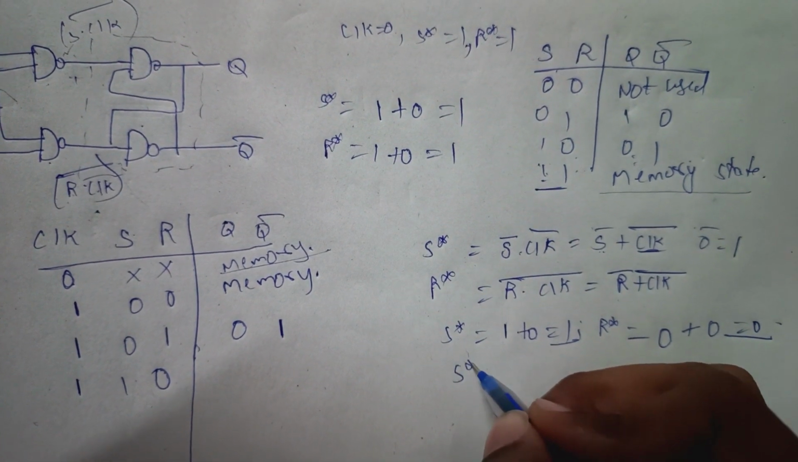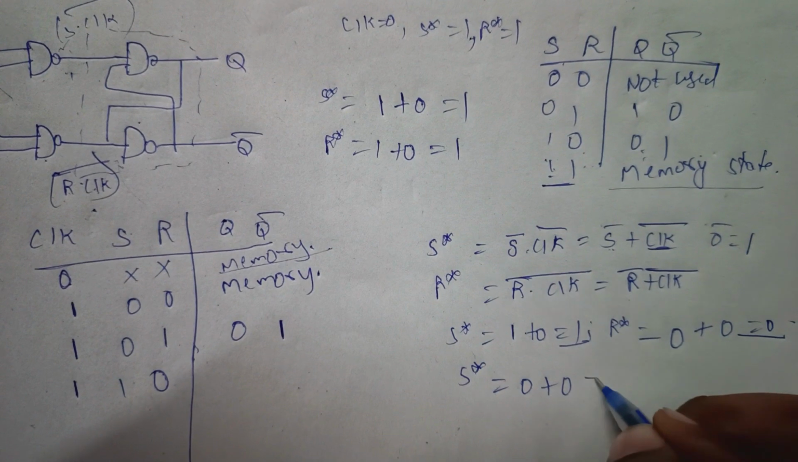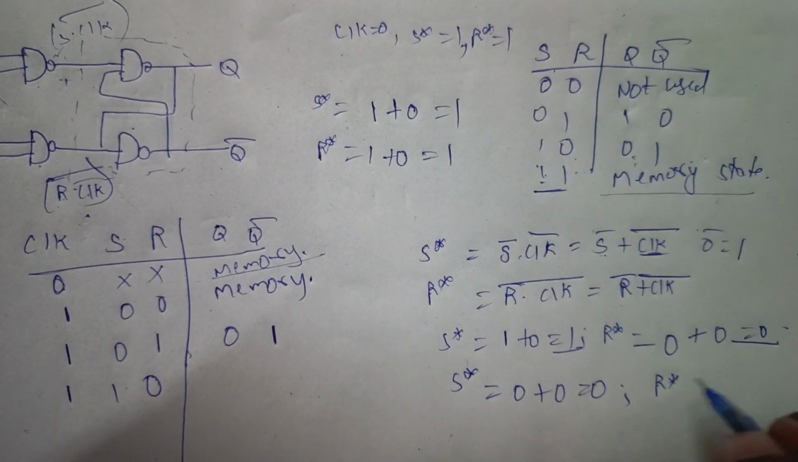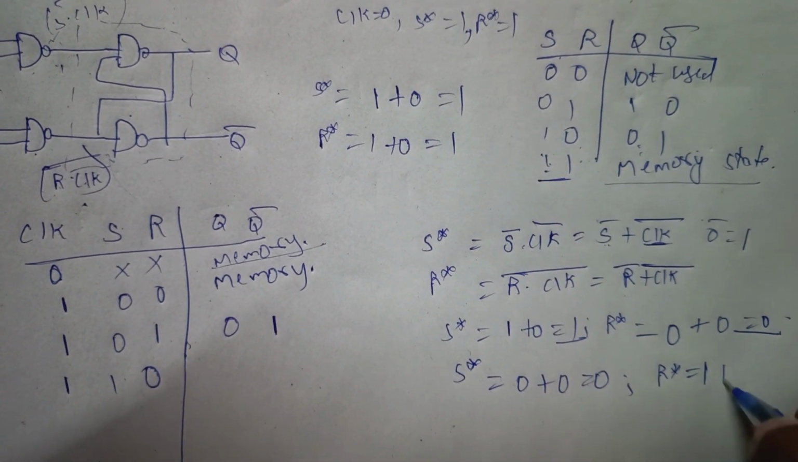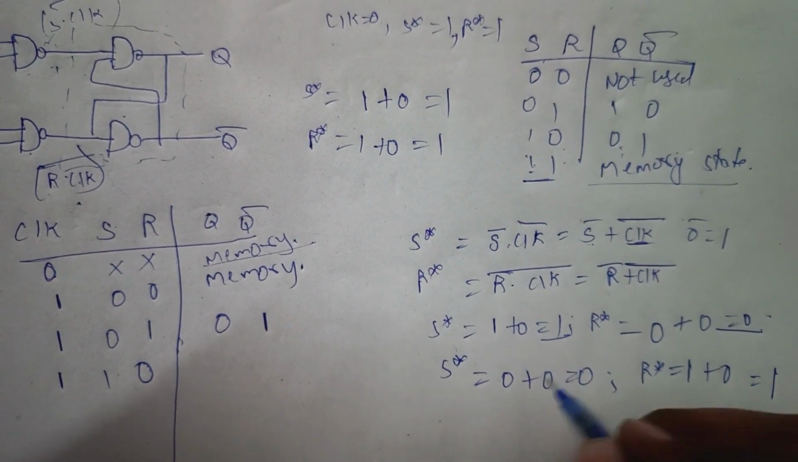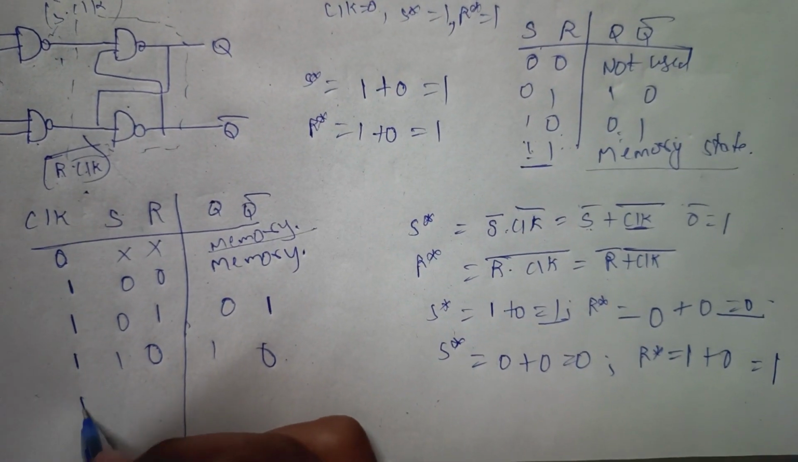And again now 1, 1, 0. Here S star is equal to S bar, which is 0, plus clock bar, which is 0, equal to 0, and R star is equal to R bar, here R is 0, right? So R is 0 means R bar will be 1 and the clock is 1, so clock bar will be 0, giving 1. Here 0, 1 means the output will be 1 comma 0, and finally 1 1 1.